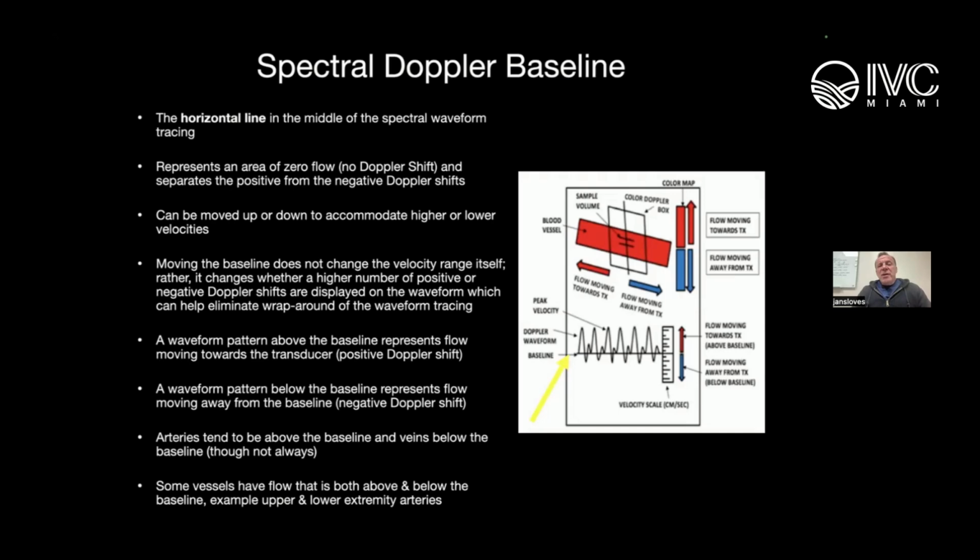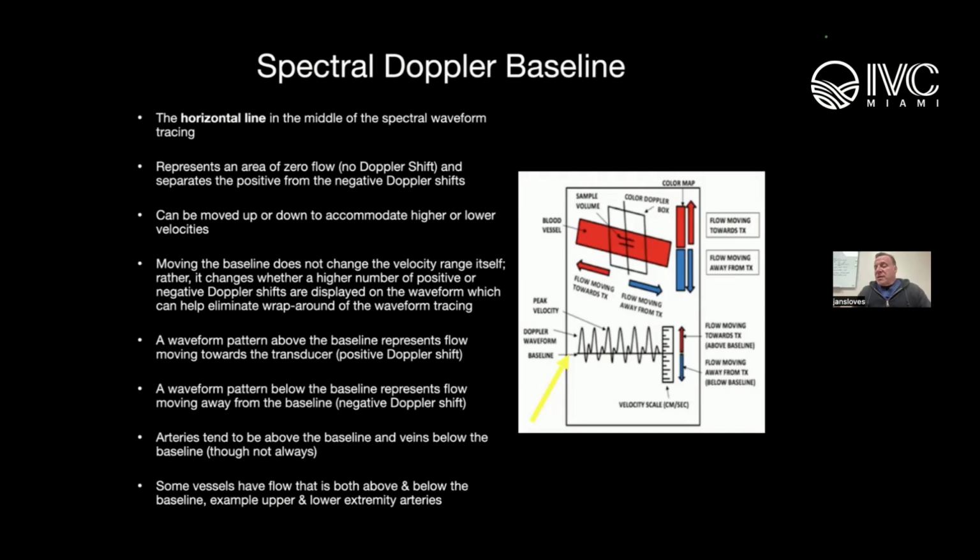So certainly we can move this up or down to accommodate higher or lower velocities. And certainly that happens to us when we're looking at the lower extremity arteries, right? That's going to change through the duration of what we're seeing. And we need to display this information clearly so we can appreciate the quality of that wave, again, whether or not it's a triphasic, biphasic, or monophasic waveform.